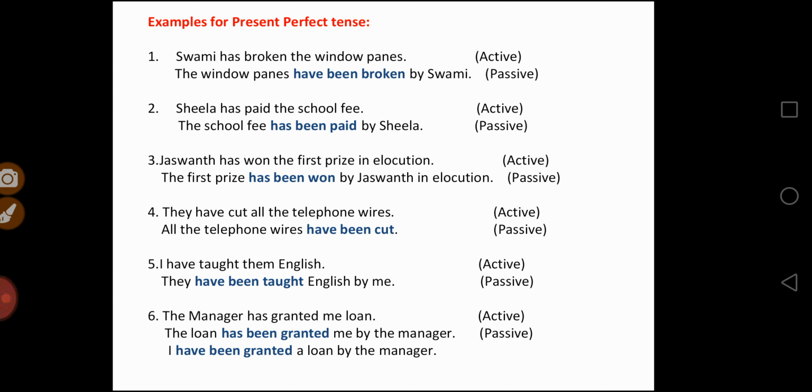I have taught them English. They have been taught English by me. The manager has granted me loan. The loan has been granted me by the manager. The loan is in singular, so we have used "has been". I have been granted a loan by the manager. Here the first person I is the subject, so we have used "have been". I have been granted a loan by the manager.